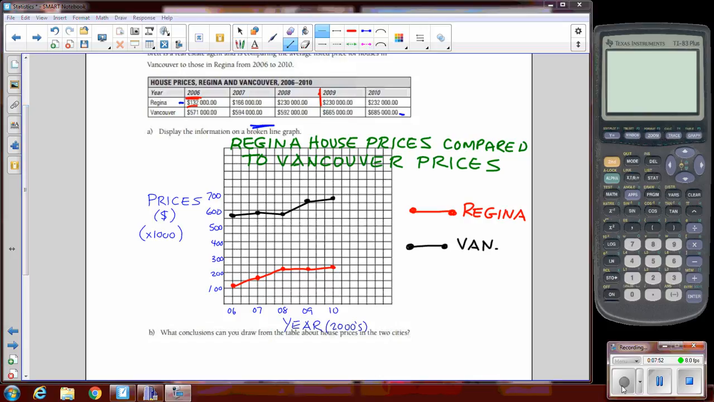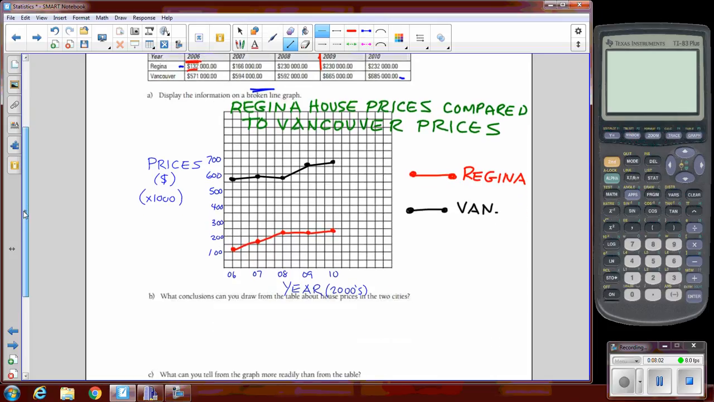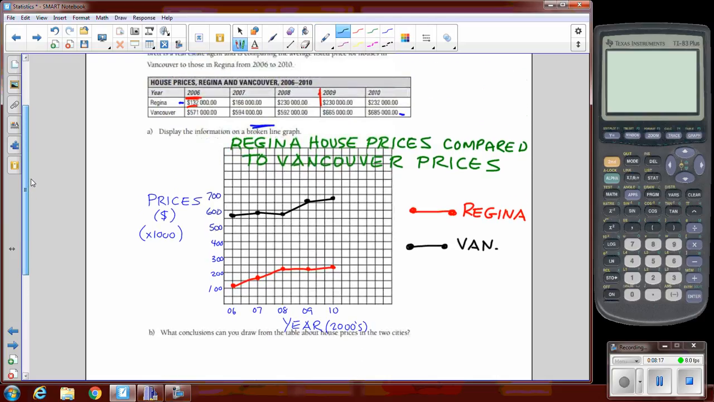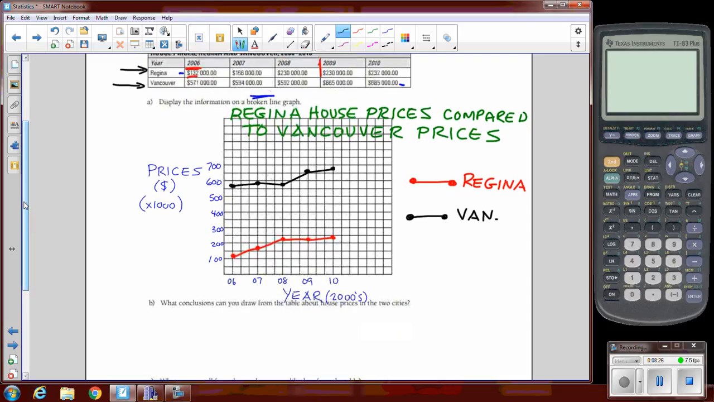So now after you plotted your points, and in my case I used black, you should see Vancouver's average house prices from the years 2006 to 2010. Now we got to talk about some information from this graph. What conclusions can you draw from the table about house prices in the two cities? Well, first off, if we were looking at the table and looking at Regina's house prices and Vancouver's, the most glaring thing we can say is that Regina's house prices are way cheaper than Vancouver.